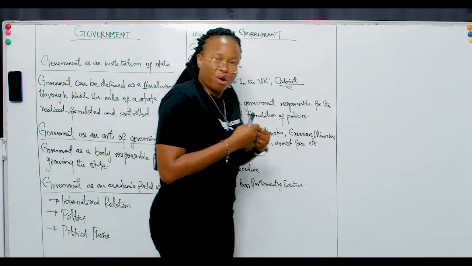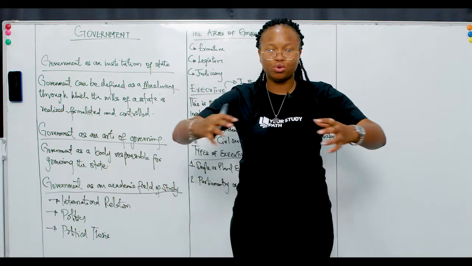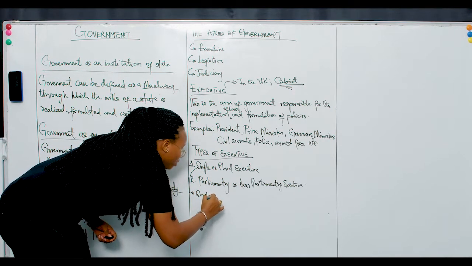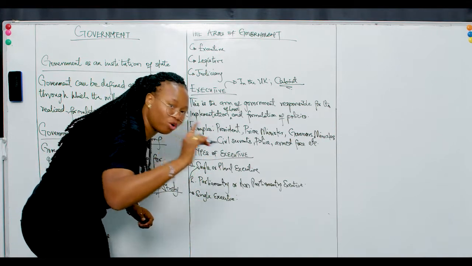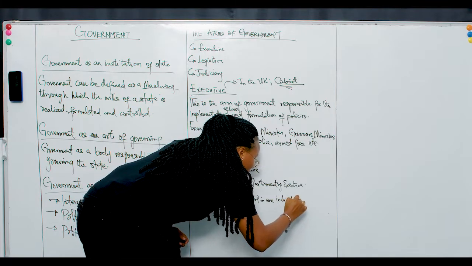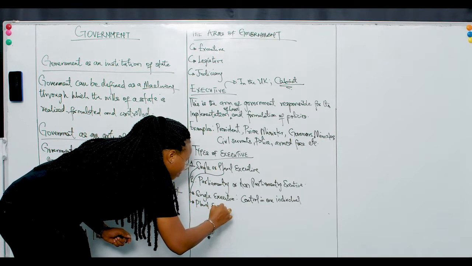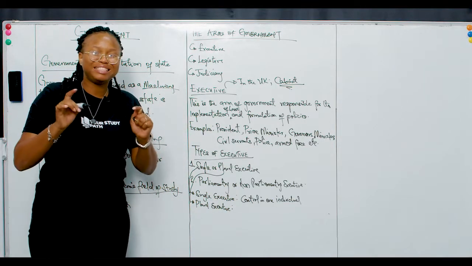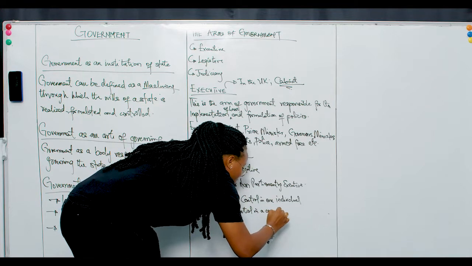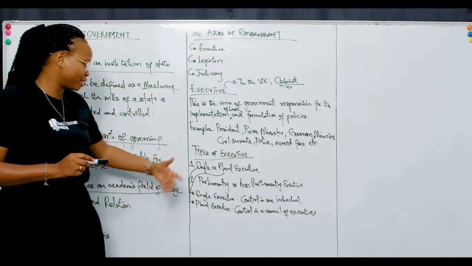On the other hand, for there to be a plural executive body or system, it means that there is a council of executives. So let's put that here. When we talk of single executive, we're looking at control in one individual. However, when we talk of plural executive, we said control is within a council of executives. So we have control in a council of executives.